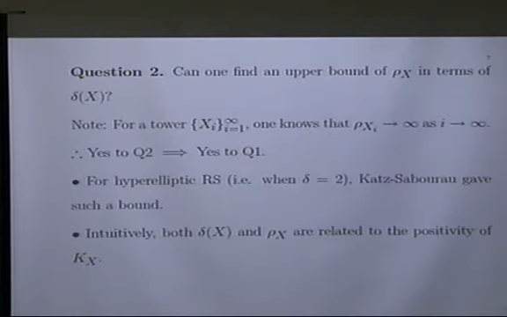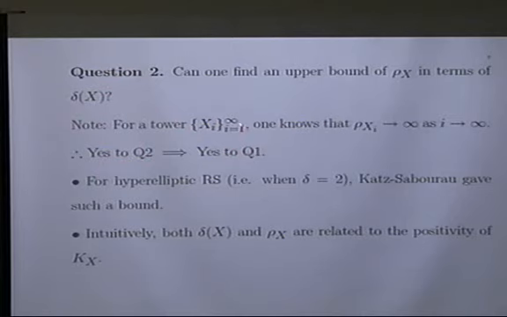And then to ask the question in more general terms, you can ask: can one find an upper bound of the injectivity radius in terms of the gonality of the Riemann surface? Here the point is that we want an upper bound which is independent of the genus. We want to say ρ_X is less than or equal to some quantity just in terms of δ_X, for all Riemann surfaces and for all genera. If you answer this question 2 affirmatively, then you can answer question 1 also affirmatively.